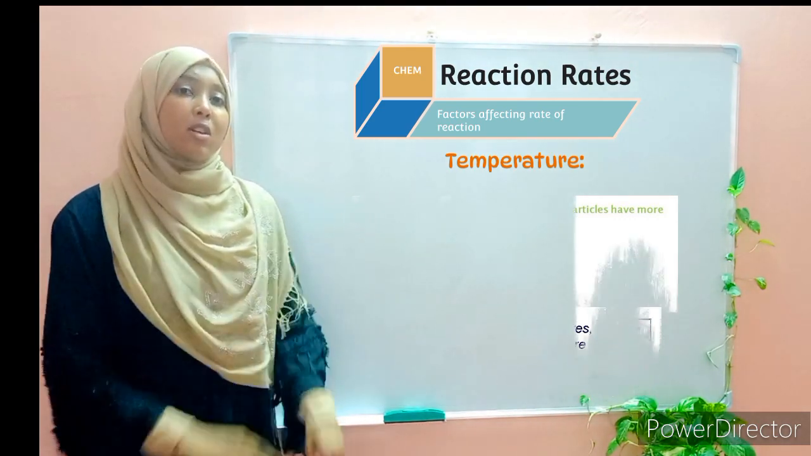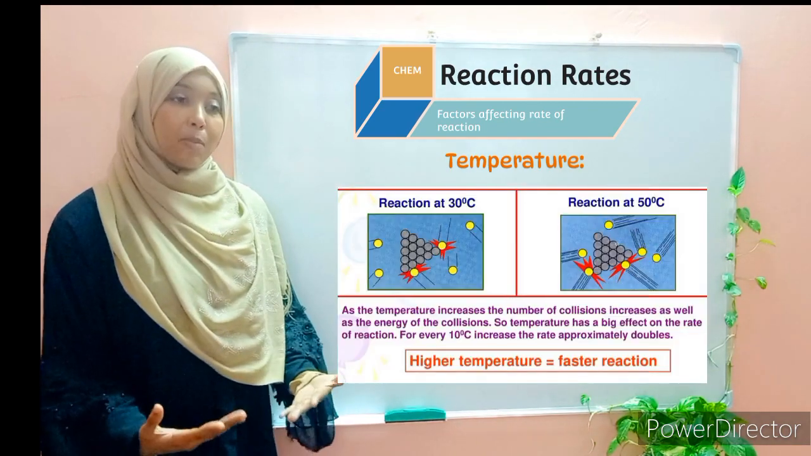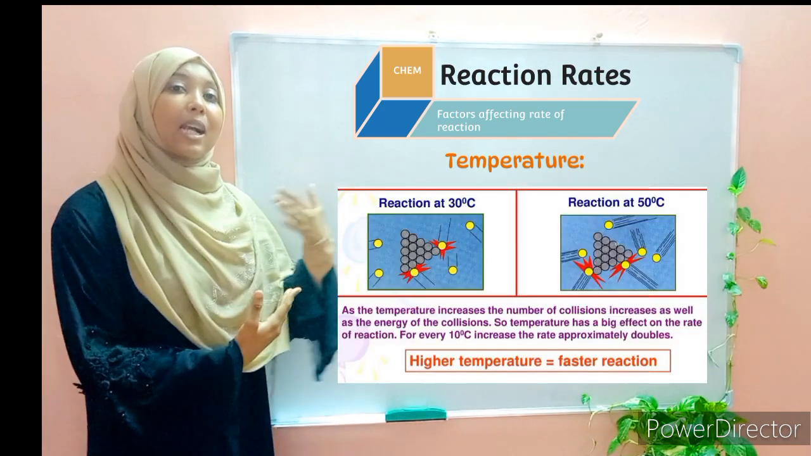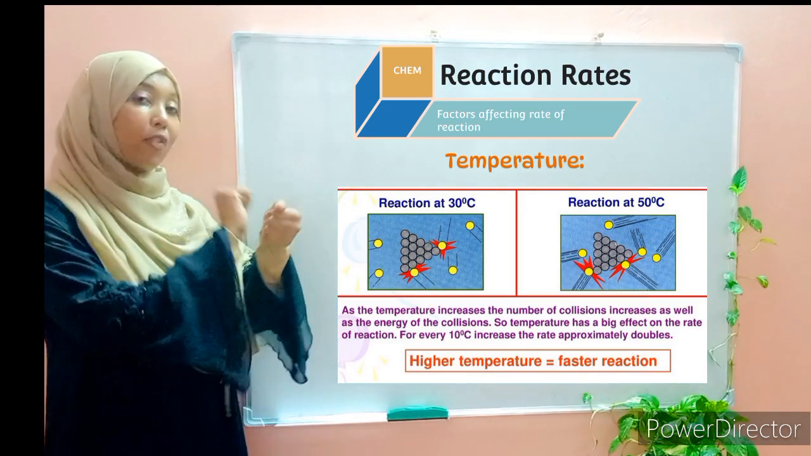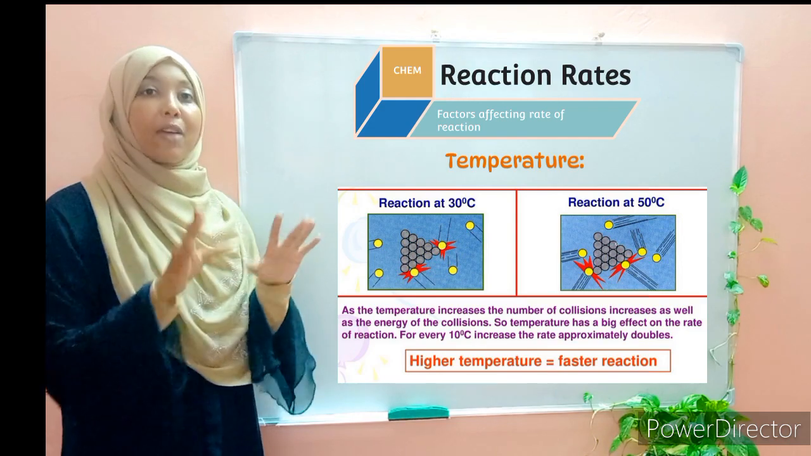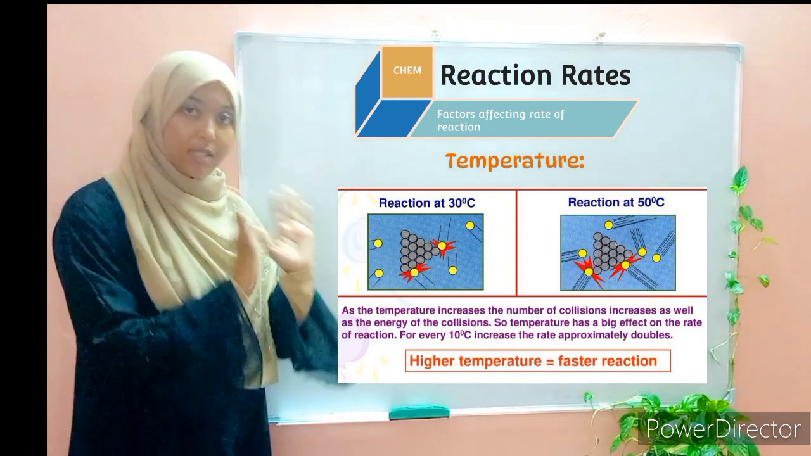Now, what about if you decrease the temperature? If you decrease the temperature, then of course, you decrease the kinetic energy of the particles. Therefore, you reduce the chances of effective collisions happening. And therefore, the rate of the reaction decreases.